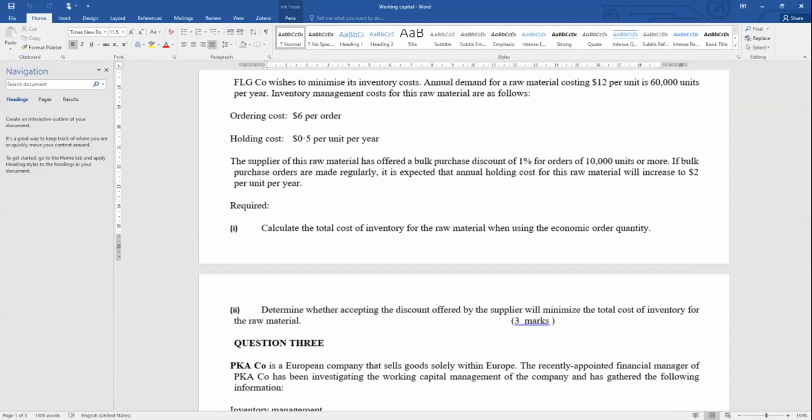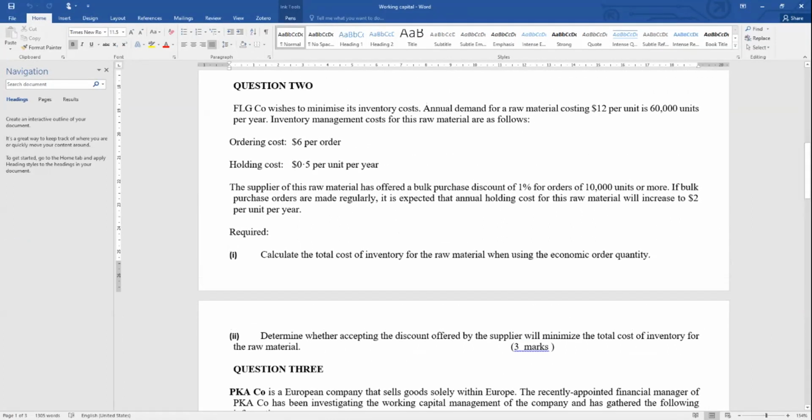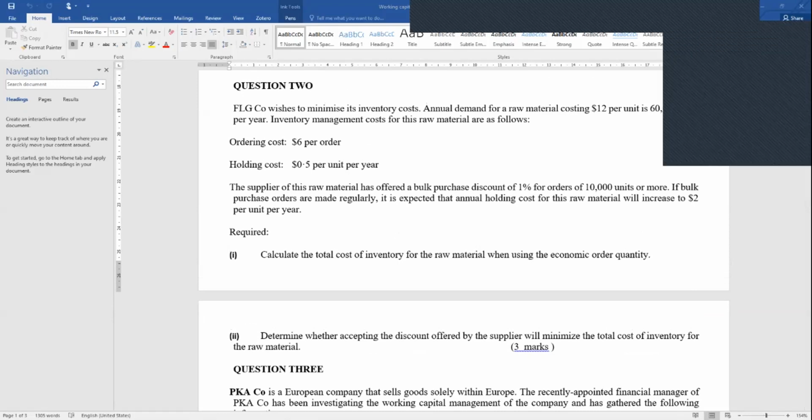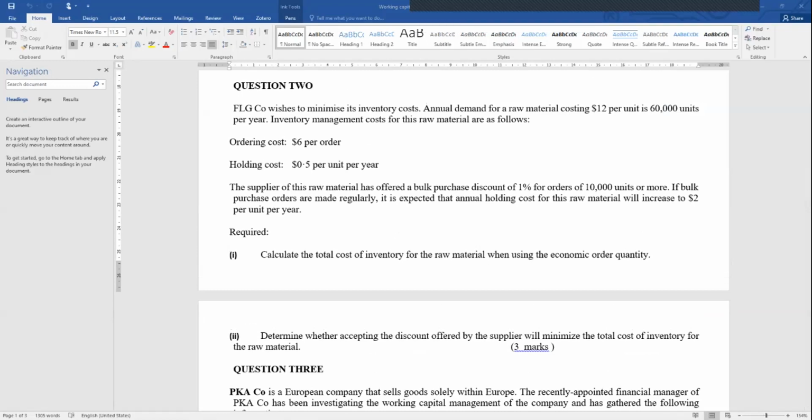Okay, we can do question two. Go through question two, I've shared it on the WhatsApp group, and we attempt it together. Question two, FLG company. I hope you know the question. Try to see what the examiner expects of the students in this example. We can attempt it together.